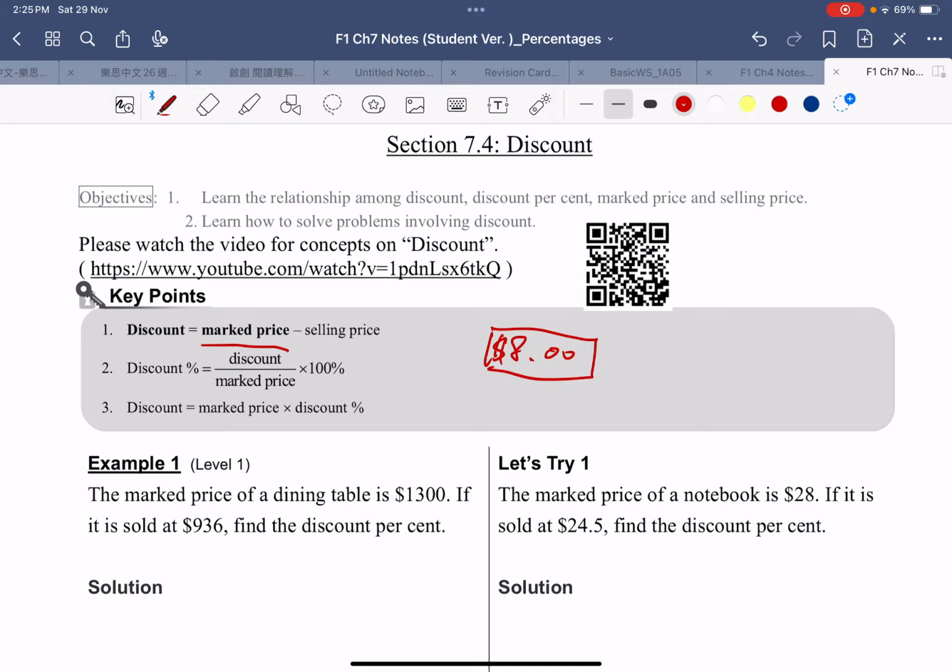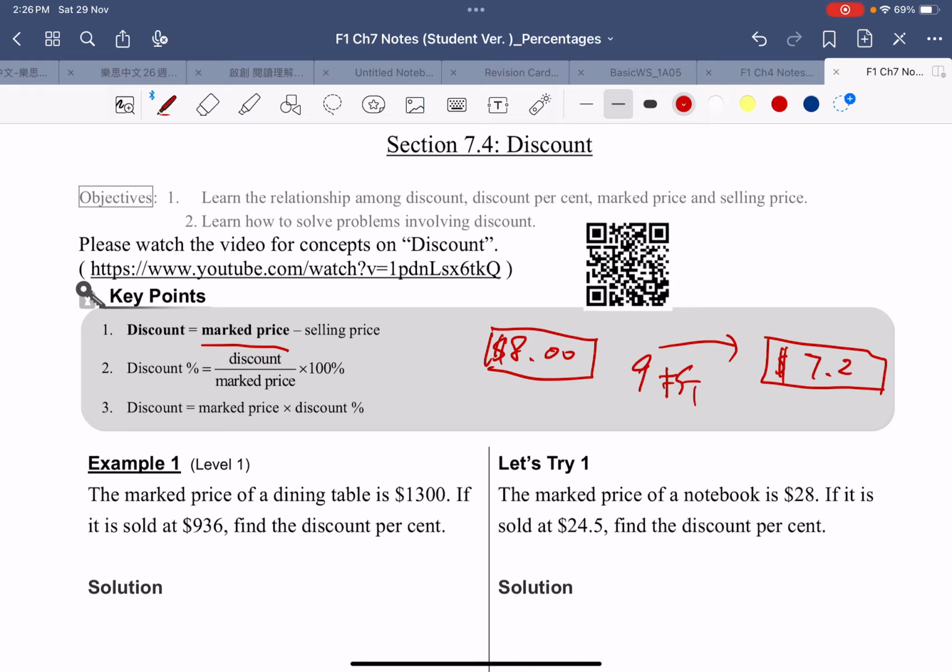it may sell at a discount. For example, maybe 10% off. What does it mean by 10% off? In Cantonese, it is 九折，打九折。Okay, 10% off means 九折。And then the discount percent is 10% in this case. And if it is 10% off, then the biscuit is going to be sold at this price.